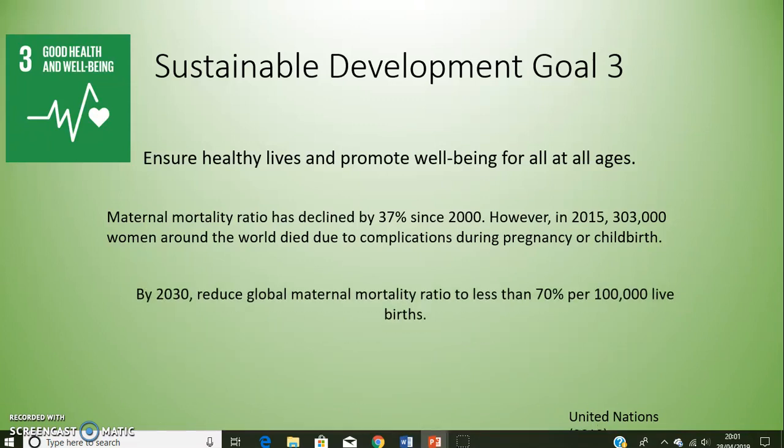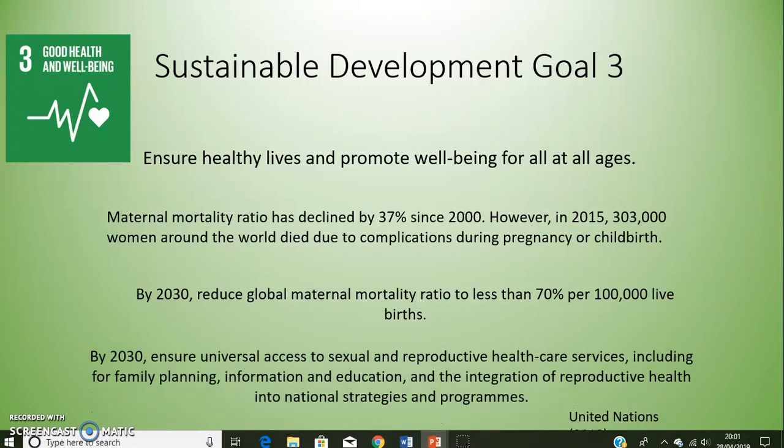The UN has set targets to, by 2030, reduce global maternal mortality ratio to less than 70% per 100,000 live births. They also aim by 2030 to ensure universal access to sexual and reproductive healthcare services, including for family planning, information and education, and the integration of reproductive health into national strategies and programs.